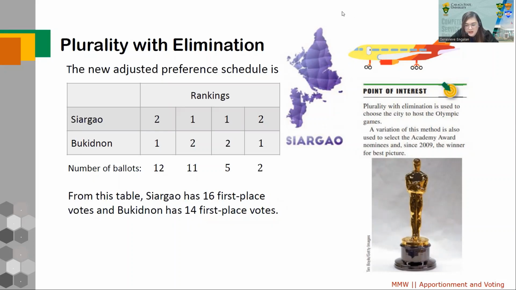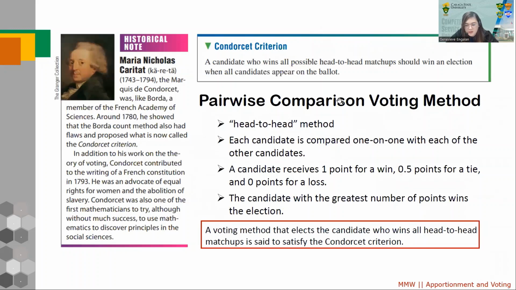Okay. So, lastly is the pairwise comparison voting method. Okay, so Condorcet criterion: a candidate who wins all possible head-to-head matchups should win an election when all candidates appear on the ballot. So historical note, this is Marie Jean Antoine Nicolas Caritat, the Marquis de Condorcet.